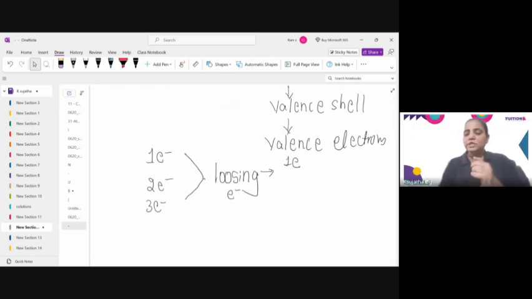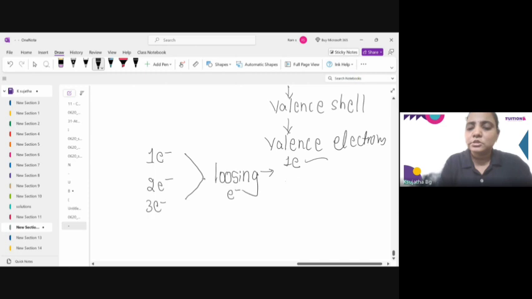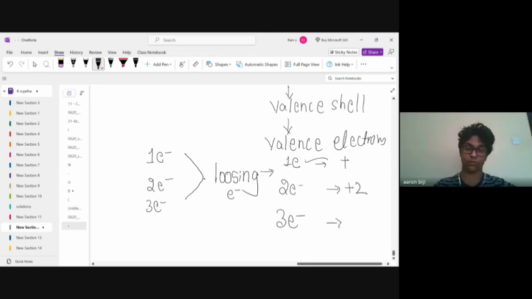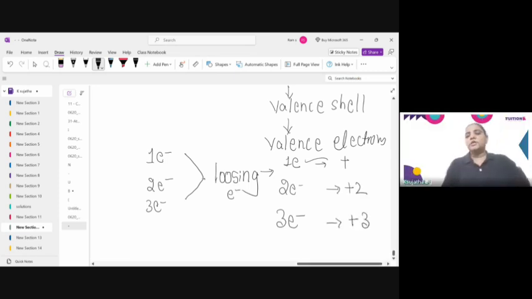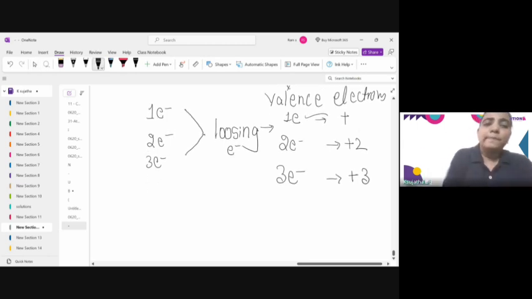But which atoms are losing electrons? You have to remember this trick. If an atom has 1 electron, then 1 electron gets lost. Then 2 electrons, it loses 2. Then 3, it loses 3. If it loses 1 electron, it will get a positive 1 charge. Plus 2. Now I'll write one element. You have to identify whether it will lose or gain.